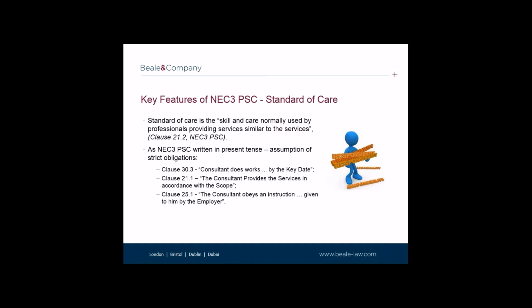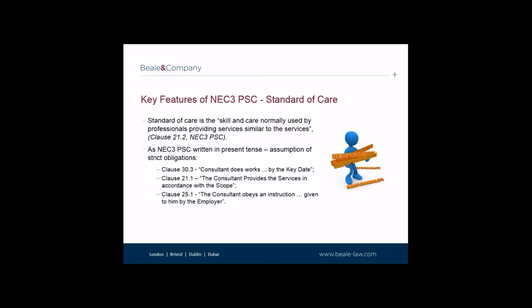This is perhaps an excellent example of the NEC trying to avoid using legal language or jargon, as mentioned on an earlier slide. The general view is that the obligation in the NEC3 PSC is akin to the consultant's usual duty of care, that is, reasonable skill and care and acting as a typical professional. And therefore, consultants should be comfortable and not worry too much about this clause.